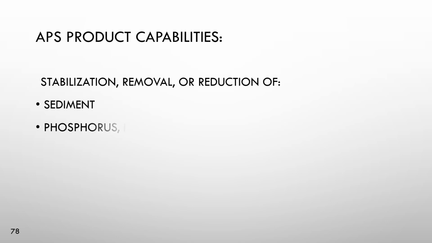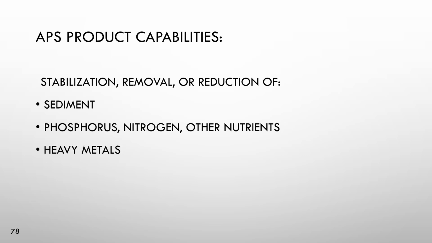So just to recap, product capabilities with APS: we're able to stabilize or remove many different types of particulates and constituents. So we stabilize and remove sediment, phosphorus, nitrogen not so much. There have been quite a few studies, especially in agriculture sites, where anionic PAM is very, very effective at preventing the runoff of nitrogen on soil surfaces and in soils. It's not as effective at flocculating nitrogen in water, but it works really, really well to prevent nitrogen loss for erosion control and as a soil amendment.